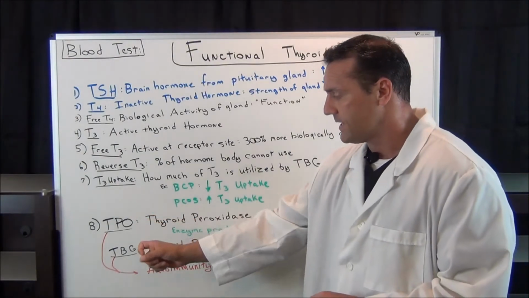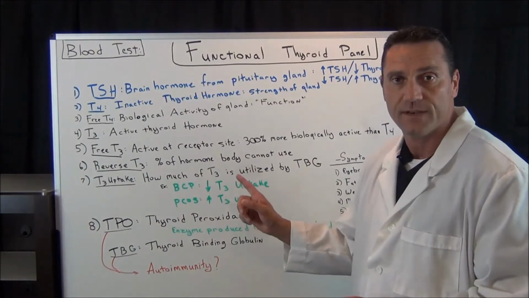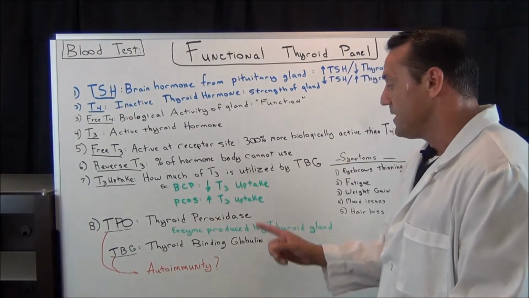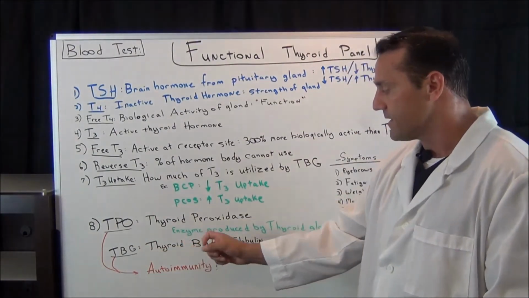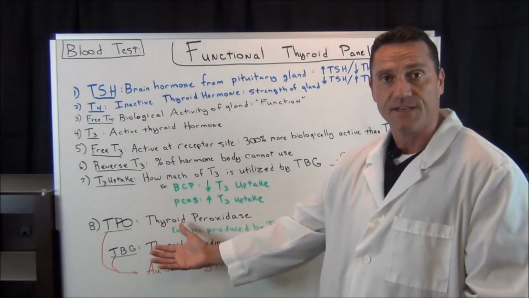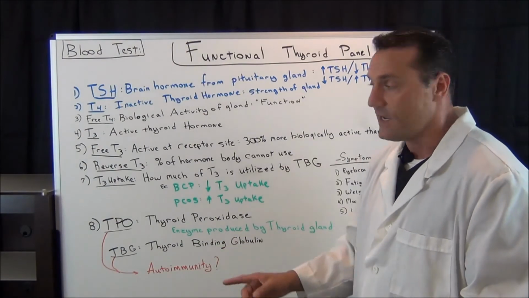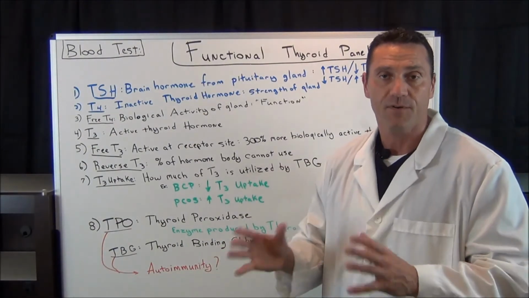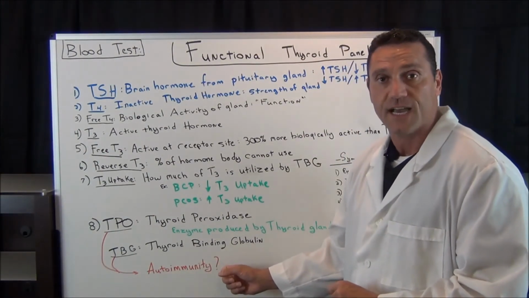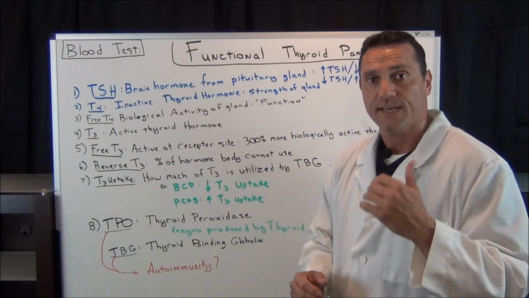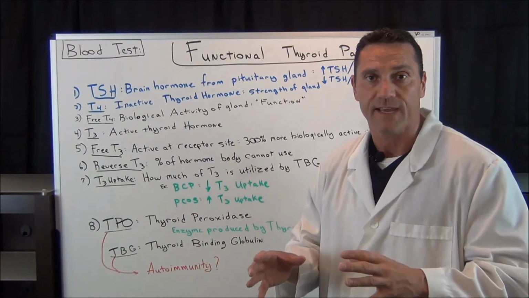Next you got TPO and TBG. TPO, this is your thyroid peroxidase. Now thyroid peroxidase, it's an enzyme produced by a thyroid gland. And also you have TBG, this is your thyroid binding globulin. So these two tested, if they're elevated, they're good indicators of an autoimmunity. Now, 80% of hypothyroid patients that I've run into, the autoimmune disease they have is Hashimoto's. Now, Hashimoto's, it's an autoimmune disease. That means that your own immune system is attacking your thyroid gland.